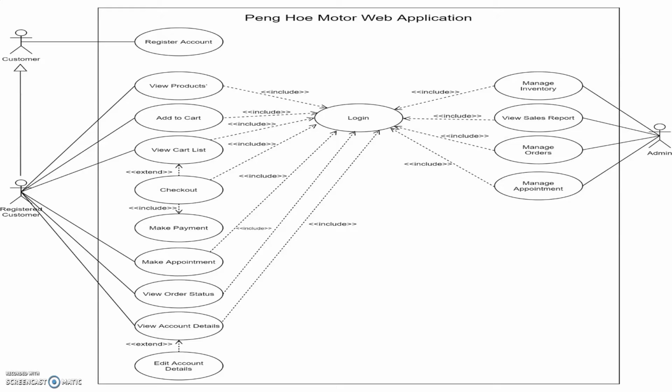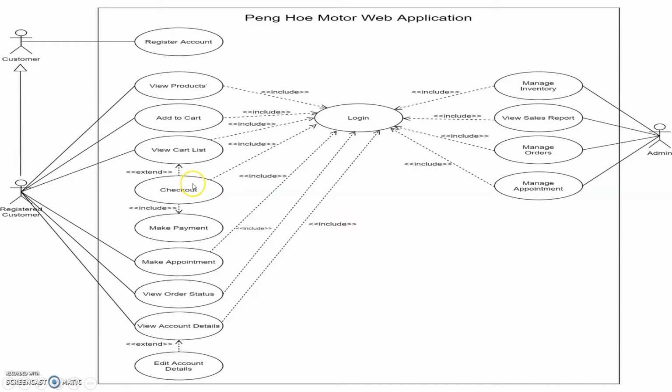So for our use case diagram, we have the customer, registered customer, and also the admin as our actors. For the use case for the customer, there's register account. For the registered customer, there's view products, add to cart, view cart list, checkout, make payment, make appointment, view order status, view account details, and edit account. All of these have an include relation with the login use case.